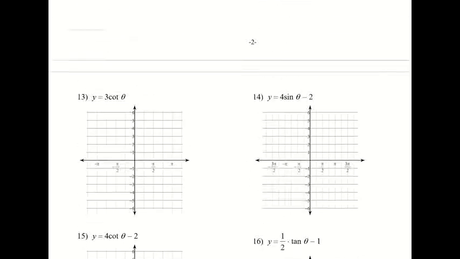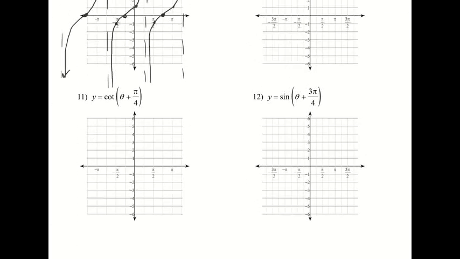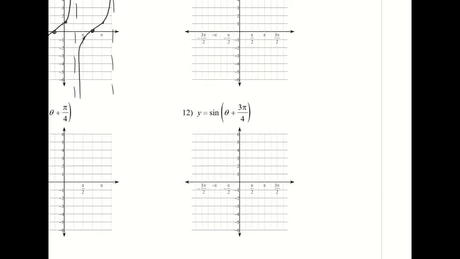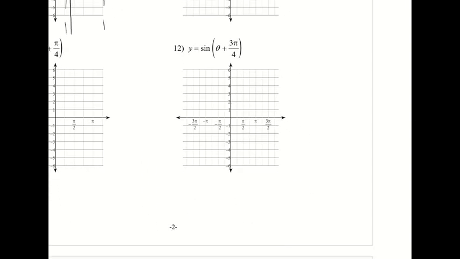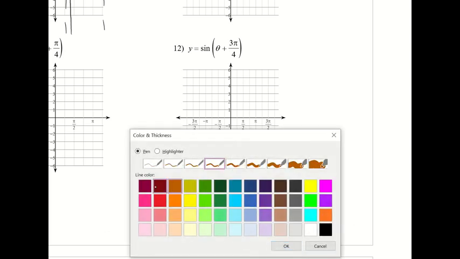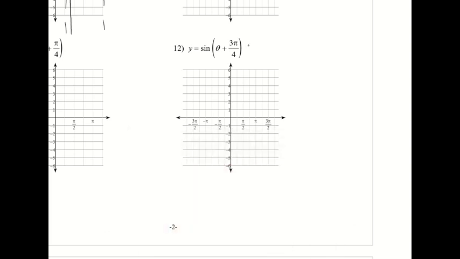And the same thing happens with any of our other ones. So let's say we have this sine graph where we've got the sine of theta plus 3 pi over 4. So all we're doing, this is shifting it left 3 pi over 4. So we can graph our standard sine function, and you don't even need to connect the dots unless you would like to. And all we're going to do with this is shift our points left 3 pi over 4.